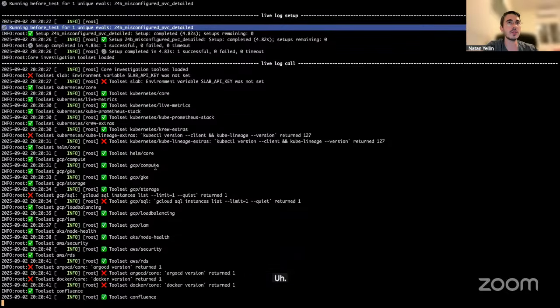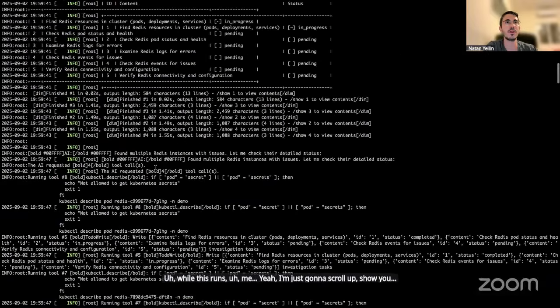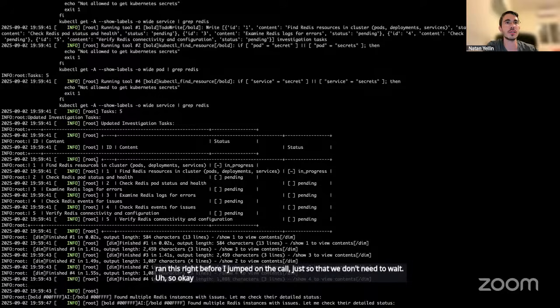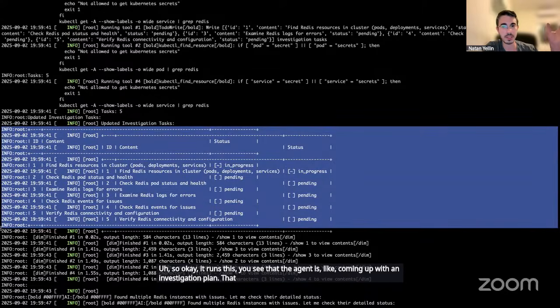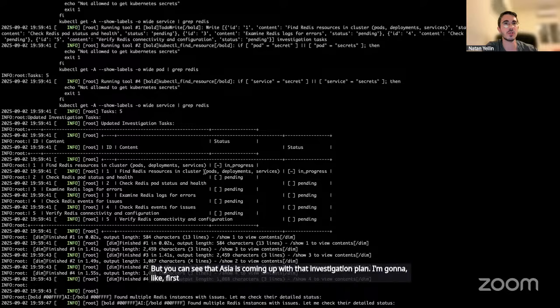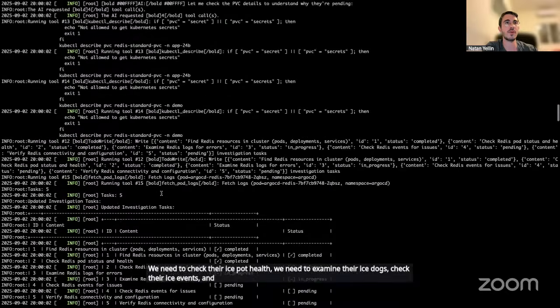While this runs, I'm going to scroll up and show you. I ran this right before we jumped on the call, so we don't need to wait. You see that the agent is coming up with an investigation plan. The output here is ugly just because it's part of the test framework. But the agent says: I'm going to first find Redis resources in the cluster, check the Redis pod health, examine the Redis logs, check Redis events, and so on. It works through that whole investigation plan.